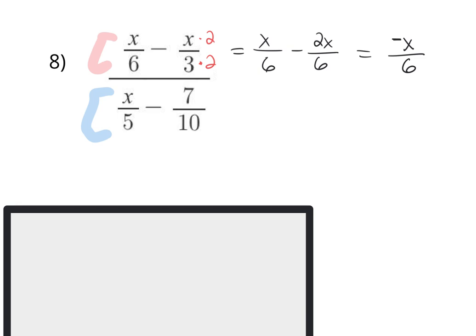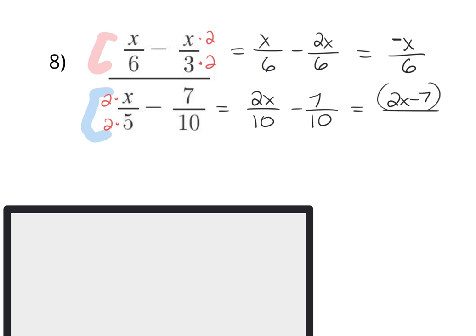5 and 10 can both get to be 10, right? I can multiply my 5 by 2 to make it 10. That means I have to multiply that x by 2 as well. Now this guy, 2x minus 7, the best I can write him is 2x minus 7. I'll even throw parentheses around him to know that, hey, he's kind of together. He's a binomial. He's going to stay that way for now.